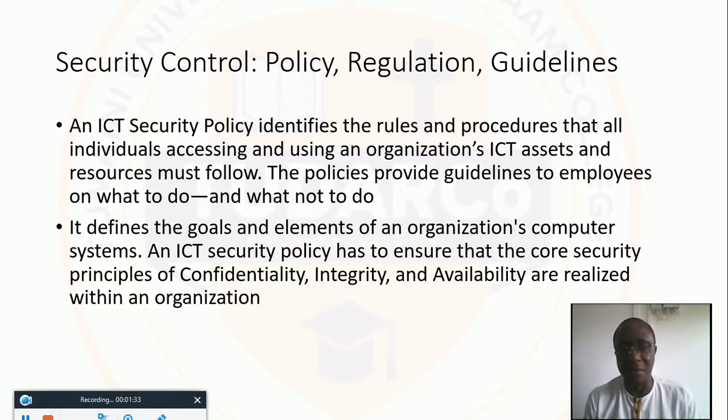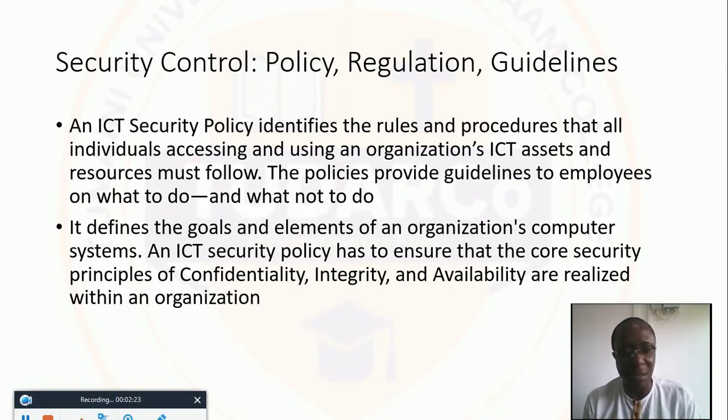Unfortunately, you find most organizations, most institutions do not have an ICT security policy. Forget about ICT policy themselves, because ICT security policy and ICT policy are two different things. ICT policy sets up rules, procedures and guidelines for the use of ICT assets or resources, but ICT security policies put down rules, guidelines and procedures for the secure use of ICT resources. Those are two different things. Now, it is normal to find organizations that do not have an ICT policy or ICT security policy.